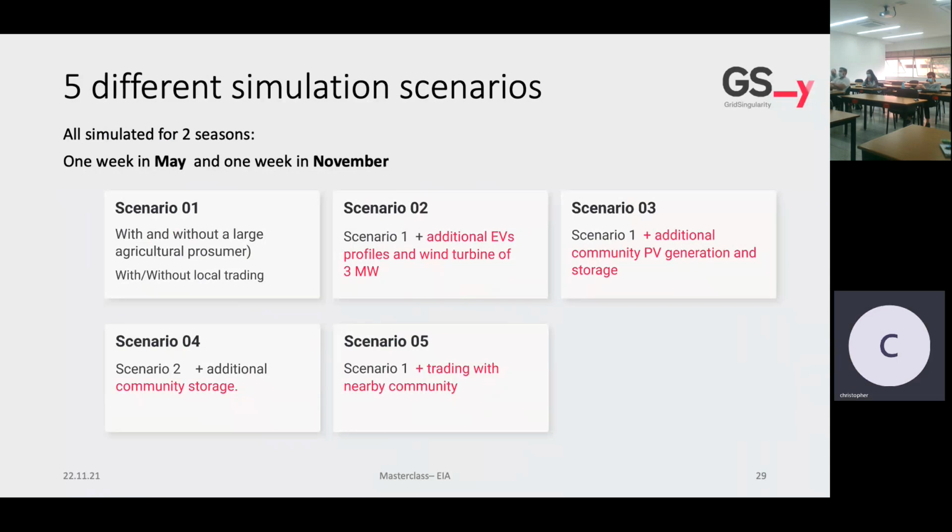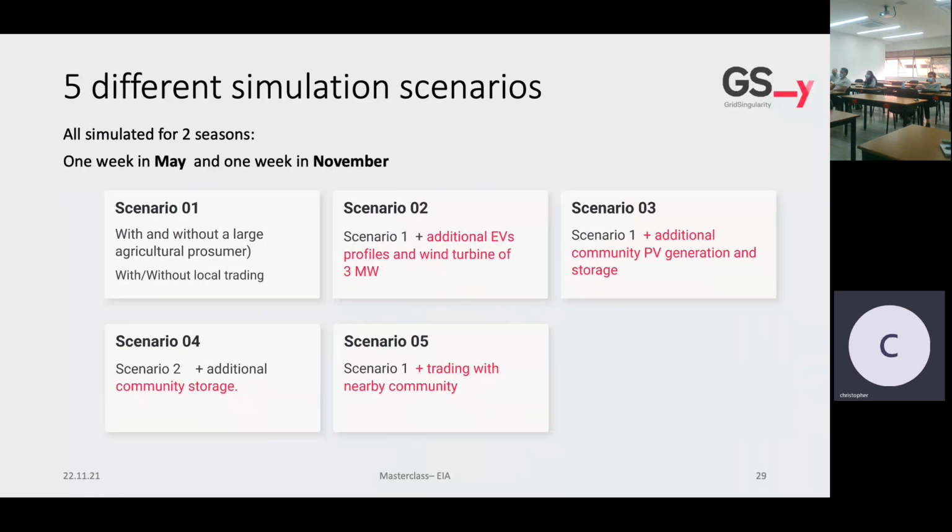The last scenario was adding a new community nearby. So it was basically to see what happens if two communities start trading between each other, and if there are any benefits in allowing them to trade together.